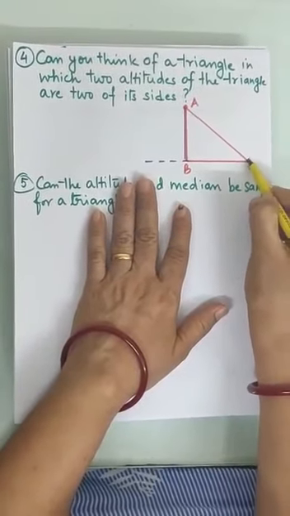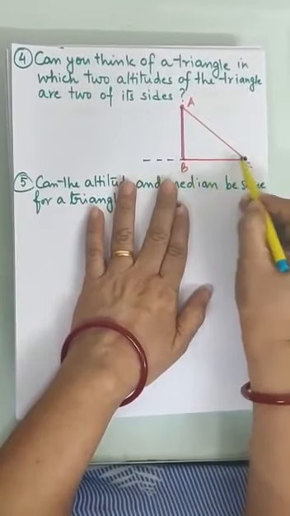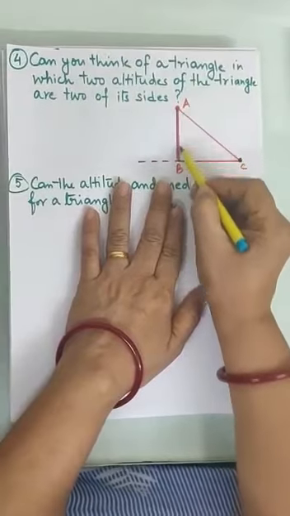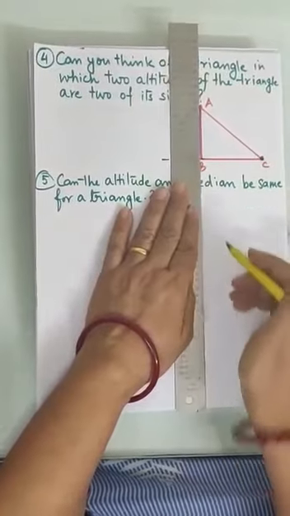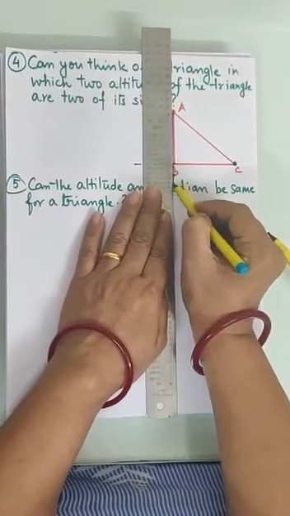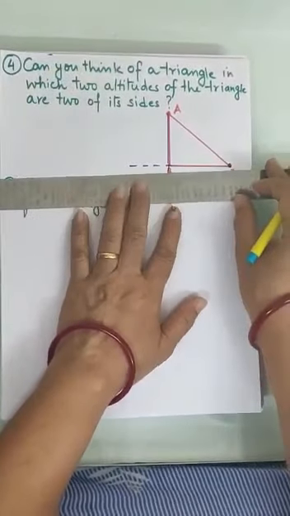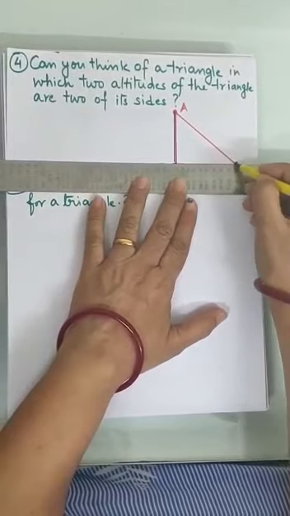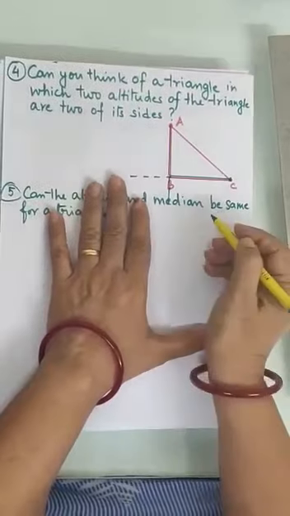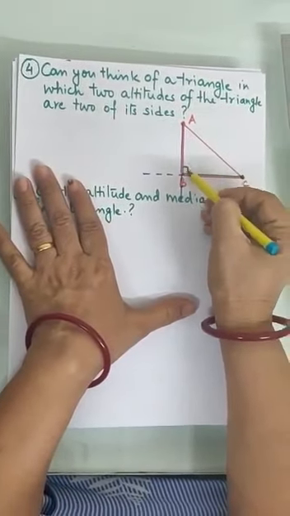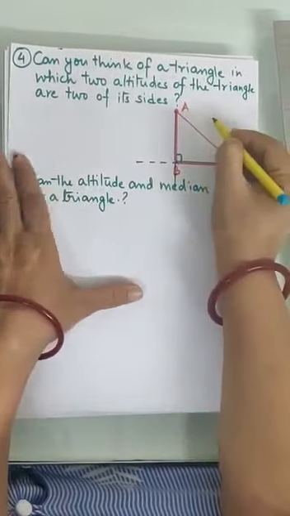Now let us take the vertex C. Opposite side to vertex C is AB. So we have to draw perpendicular from C to AB. So for that what we need? We need to extend AB. Right? Now from C, when you make perpendicular on AB, it comes like this, no? Right? So what do we observe? That in a right angled triangle, the two sides are the two altitudes of the triangle.